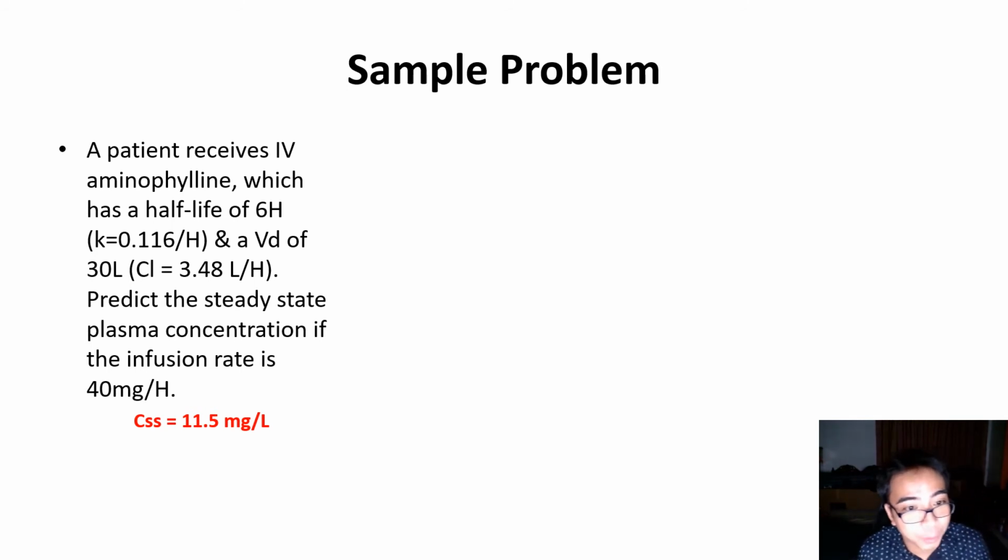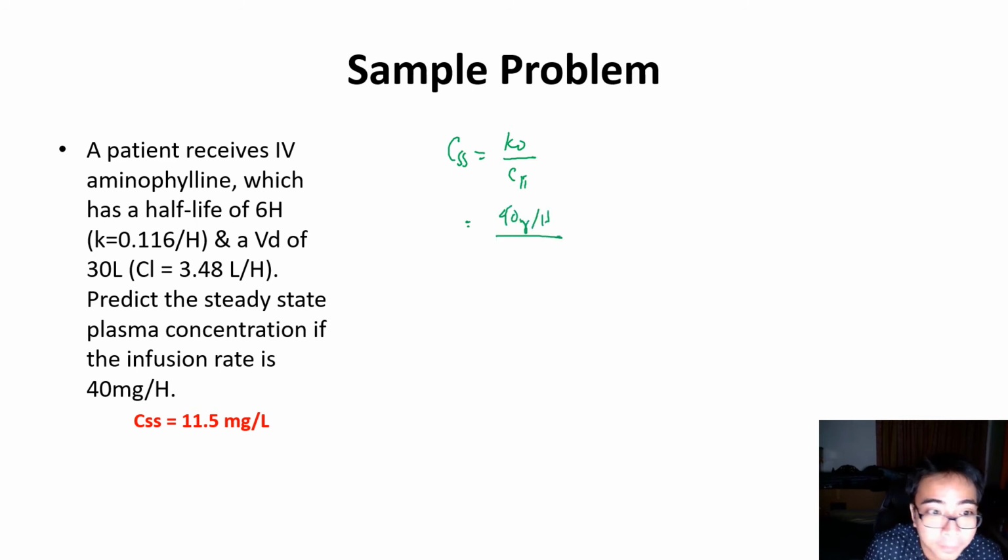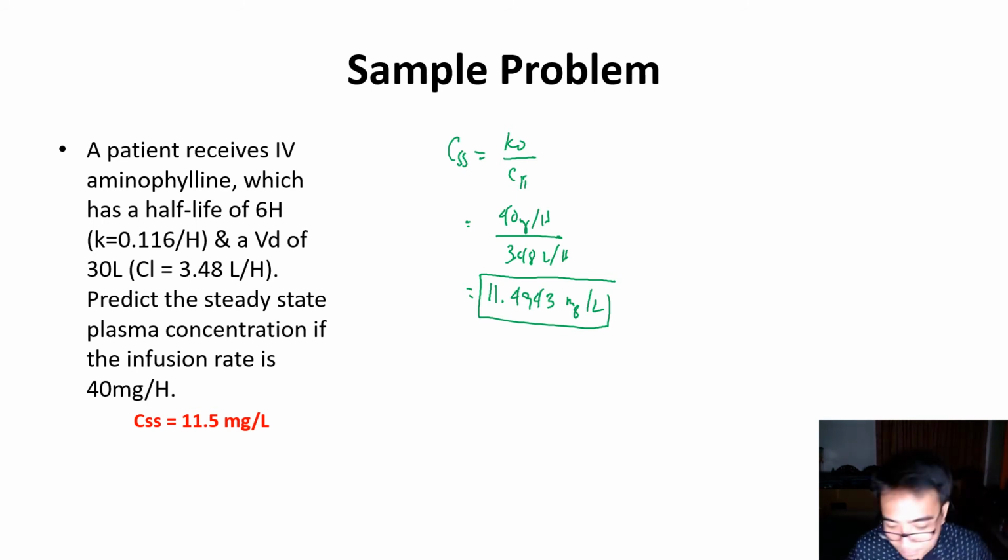So, ang tinatanong dito is predict the steady state plasma concentration. So again, that's just Css equals rate of drug input divided by clearance. So rate of drug input is 40 milligrams per hour. Binigay na ang clearance, which is 3.48 liters per hour. 40 divided by 3.48, and the answer would be 11.4943 milligrams per liter. Alright? So madali lang naman siya, kung continuous infusion yan. Nagiging problema to, class, kapag naging intermittent na.